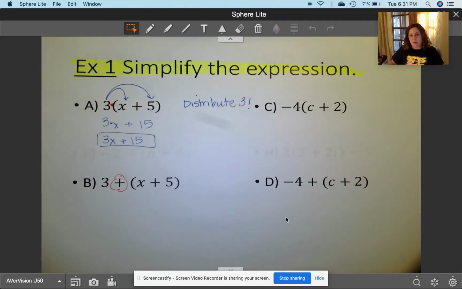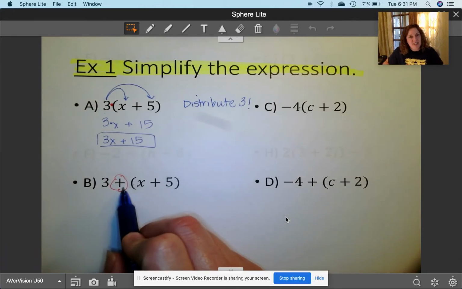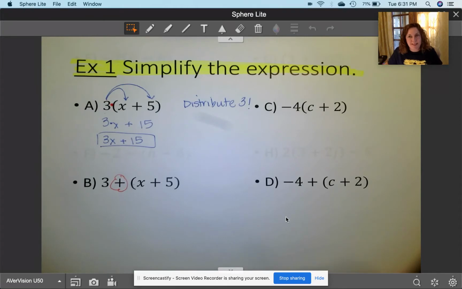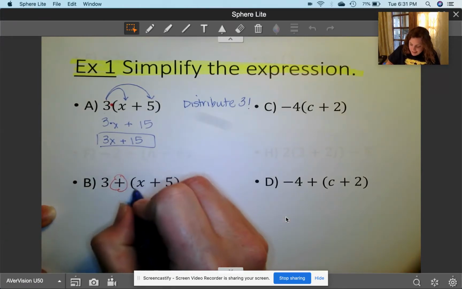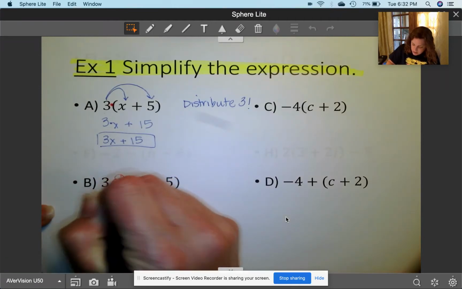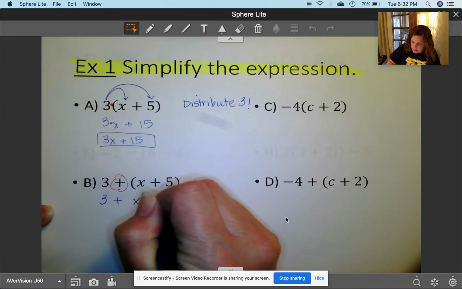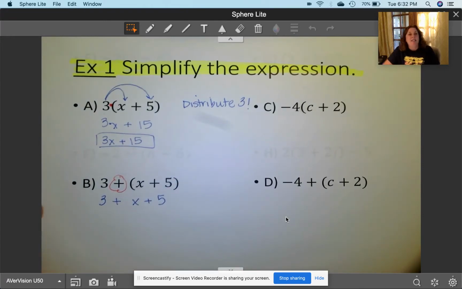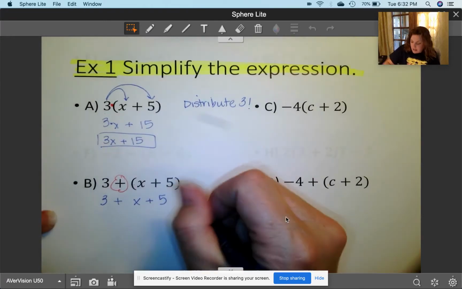So that's really, really important. This is just addition, and I don't really need to distribute a plus sign. That doesn't make any sense. So really, these parentheses aren't very helpful here. So I can just sort of drop these parentheses. And you can see that this is just combined like terms.